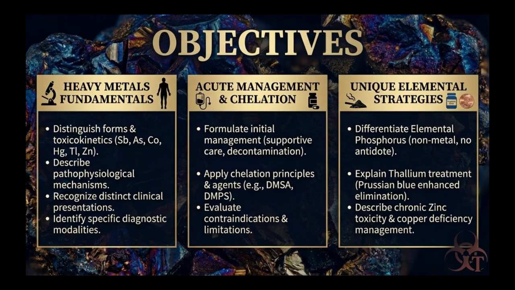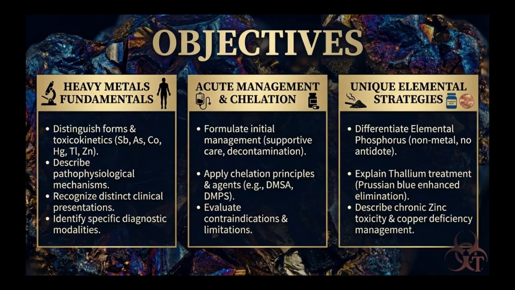A comprehensive understanding of the diverse landscape of elemental and heavy metal toxicology is critical for effective patient management. Upon reviewing this content, you should be able to distinguish between the various forms of antimony, arsenic, cobalt, mercury, thallium, and zinc. You should also correlate their chemical properties with their respective toxicokinetics and predominant routes of exposure.